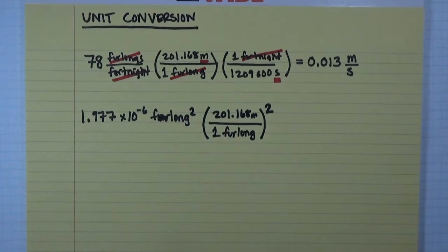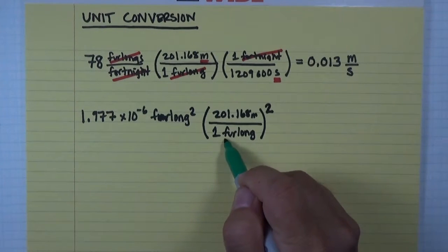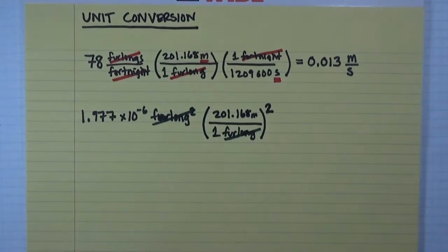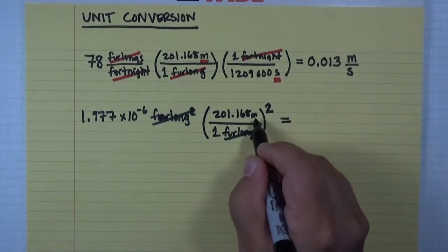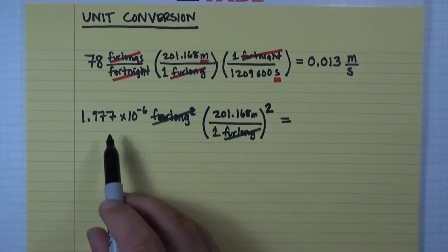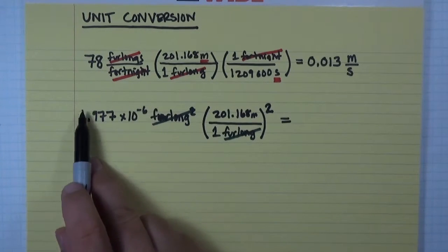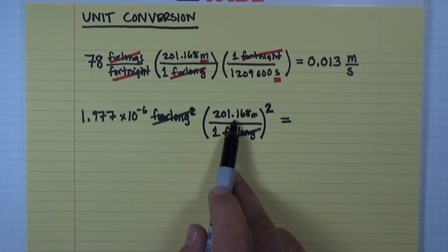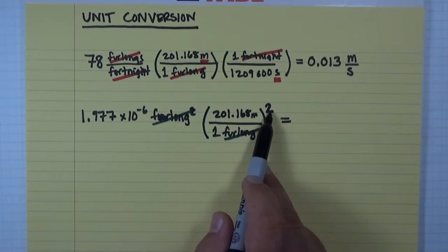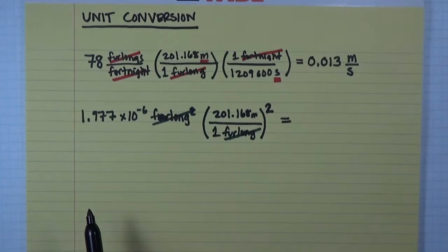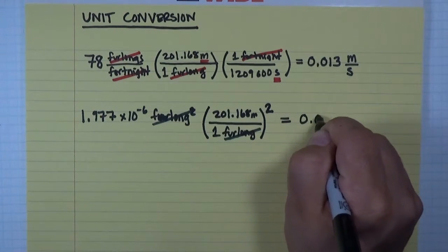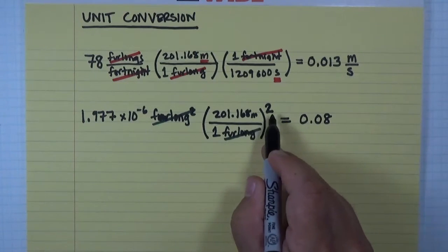Okay, so I'm going to go ahead and cancel the furlongs with the furlong squared. This furlong is inside the square, so it should cancel. And I'm going to be left with meters squared on the outside. So I just have to multiply my numbers. I'll take the number that I started with, multiplied by 201.168 squared. And if I do that, what I end up with is 0.08 meters squared.